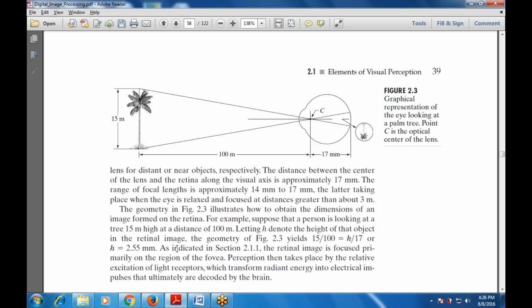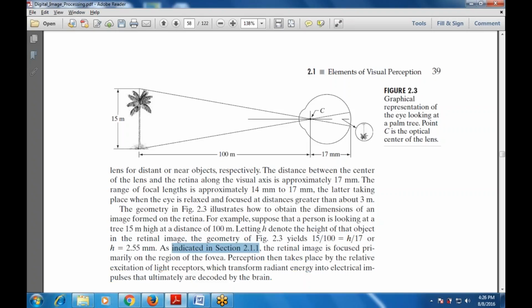of 100 meters. This is a diagram for the person looking at the 15-meter height at a distance of 100 meters. This is the distance of 100 meters. This is the 15-meter height. Now, letting h denote the height of that object in the retinal image, the geometry of figure 2.3 yields 15 by 100 equals h by 17, or h equals 2.55 mm.